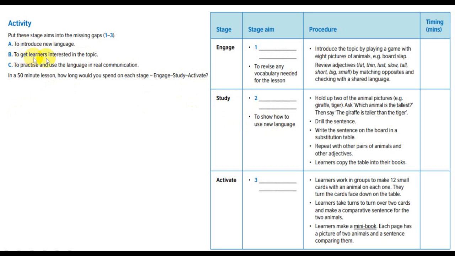The B, to get learners interested in the topic. We all know that this is the engage. Maybe no. Actually, these words have a relation, interest and engage. So here goes the B, and the C, to practice and use the language in real communication, which is the third one.